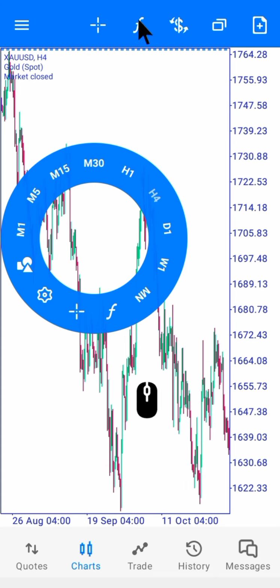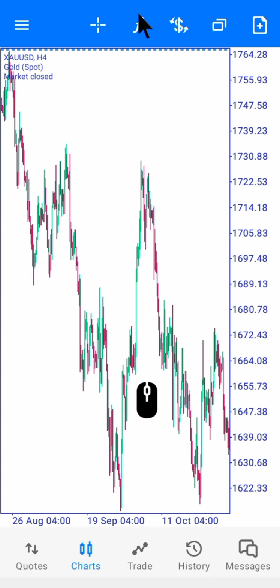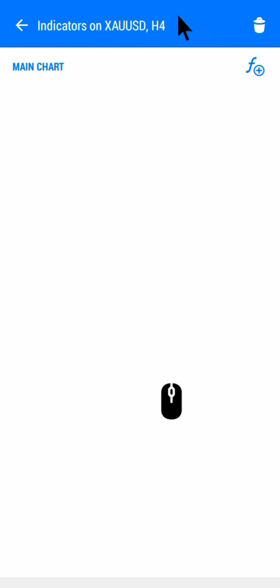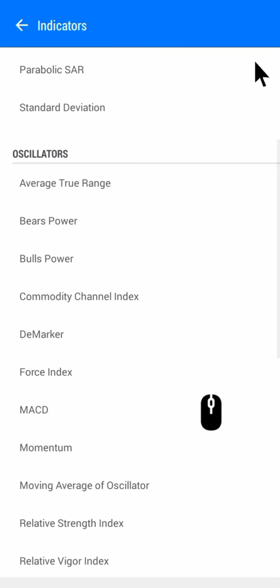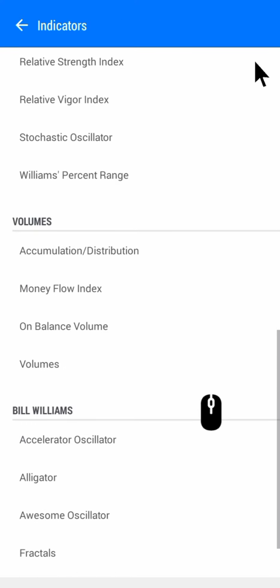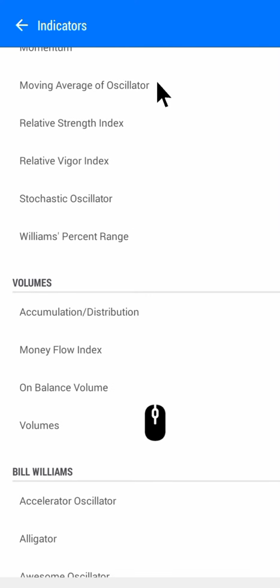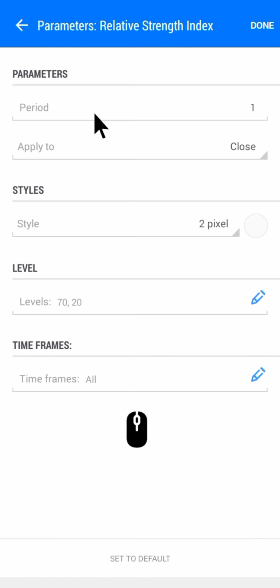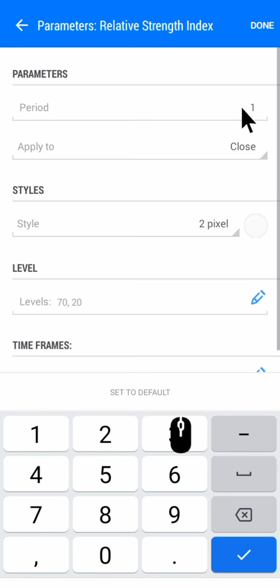It is the same feature here. Now when we click here, we are going to click on add. We are going to look for the relative strength index. It is here. We want to determine whether the market has sold or bought. Now we are going to come here. Sometimes we can set the period. We can choose the period and set 200 or 50 or 100.